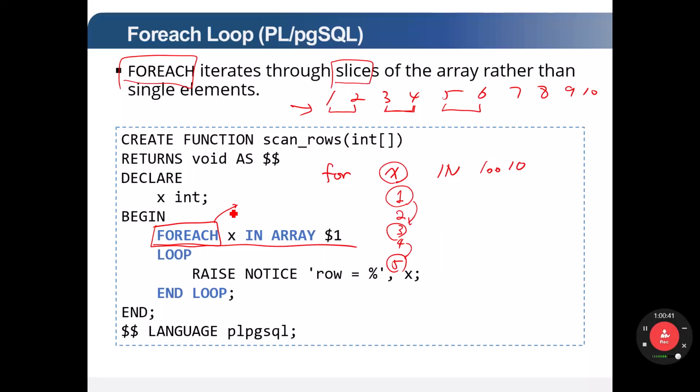So anyway, this for each construct is much more powerful. It provides more functionality than just the regular for construct. But I'm not going to cover those details of this for each construct, because if you need that feature, you should Google and reference it.